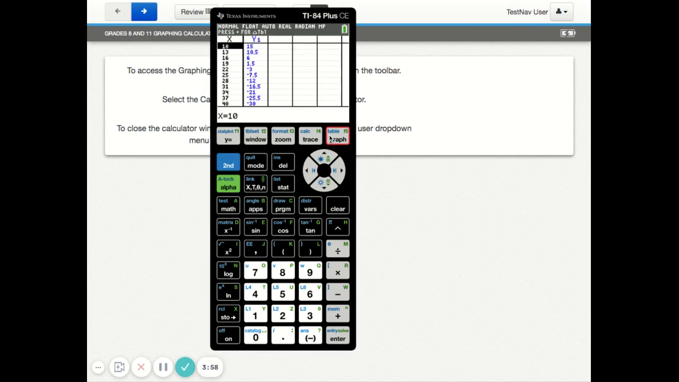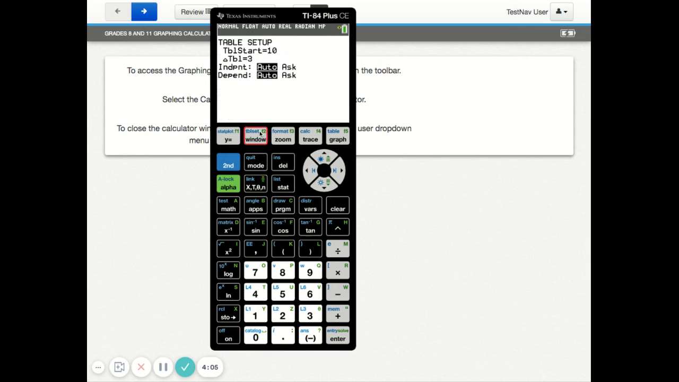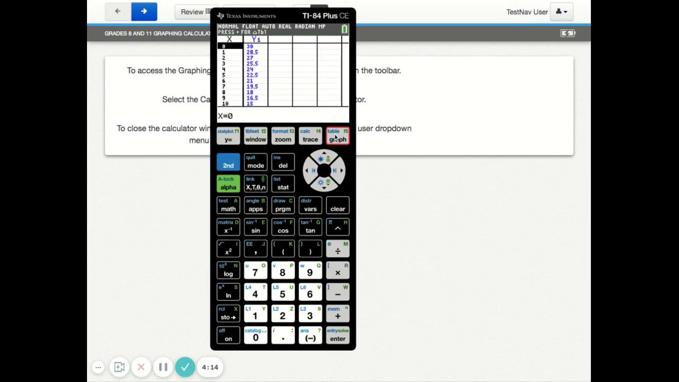Now if I go to my table, it starts at 10, goes to 13, 16, 19. Again, there's still your y values. So that's how you can change your table. And I'm still going to just leave it at starting at 0. I'm going to count by 1s.